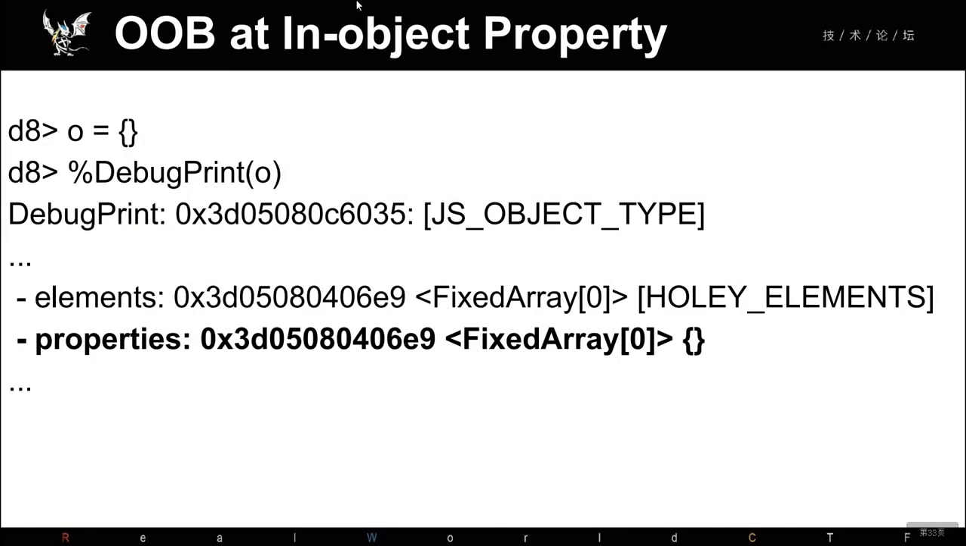So let's have an illustration for this. Firstly, we create an empty object, then we debug print it, and we can see the property points to this fixed array 0, and this fixed array 0 lies in a read-only page, and its out-of-bound access can only read the fixed map pointer, which is not useful for our exploitation.